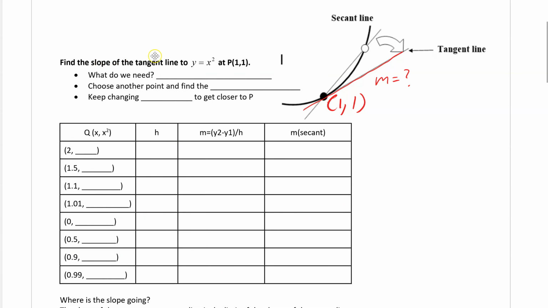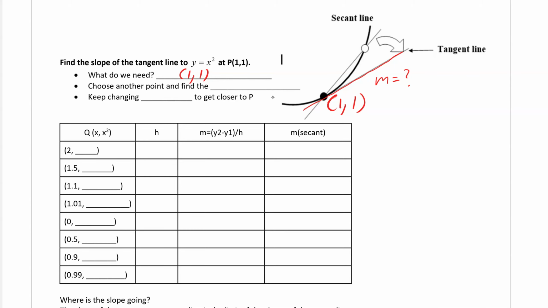So again, we're going to try to find the slope of the tangent line to y equals x squared, just like before, at 1, 1. So what do we need? We need our point that we want to find the slope of the tangent at. So we're going to be going through 1, 1. Very important point to have.